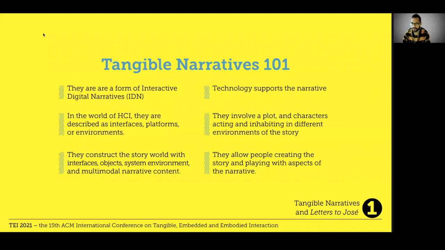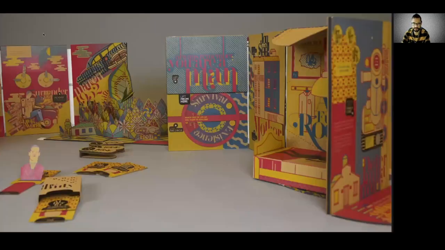If we're going to characterize tangible narratives, we could say that they are a form of interactive digital narratives. Usually in the world of human-computer interaction, they're described as interfaces, as platforms, or as environments. But ultimately, the purpose of this type of narratives is first to construct a story world where there are interfaces, where there are objects, where there is an environment or system environment, and where there's narrative multimodal content. The purpose of technology in this type of narratives is to support the narrative itself, and through interactivity, they allow people to create a story and to play with different aspects of the narrative.